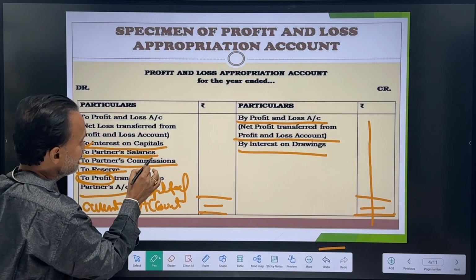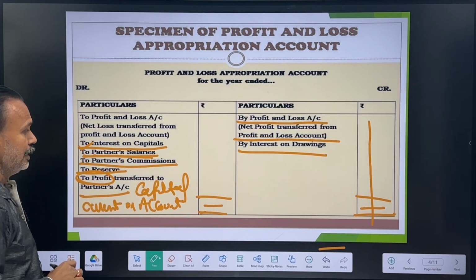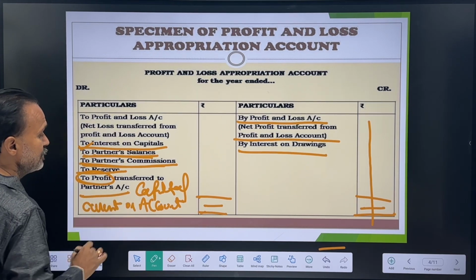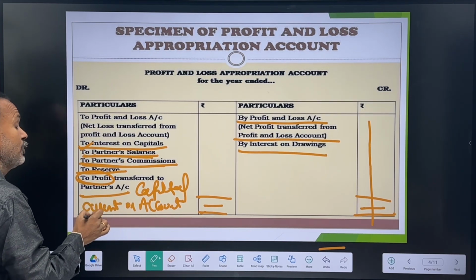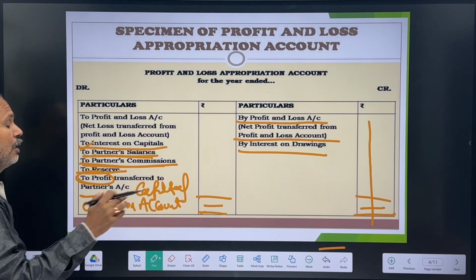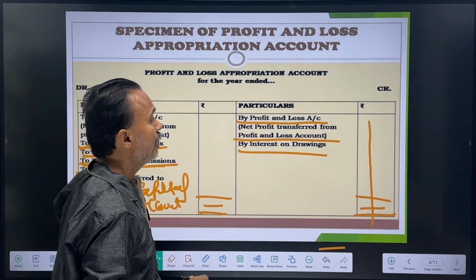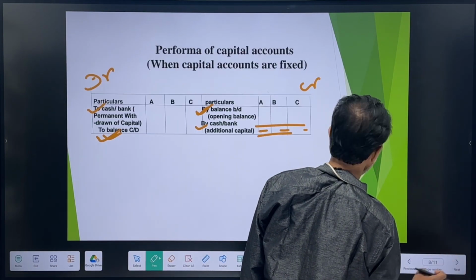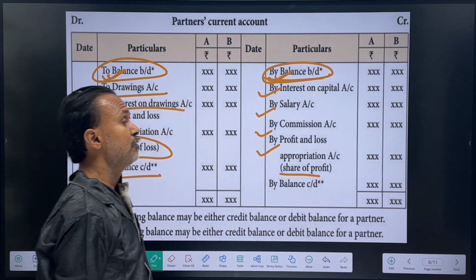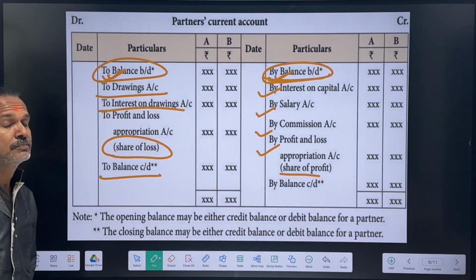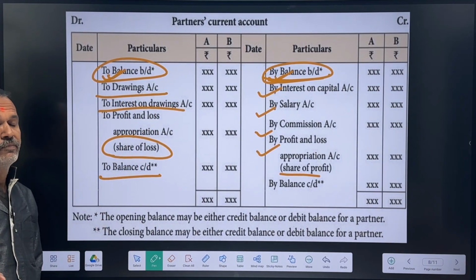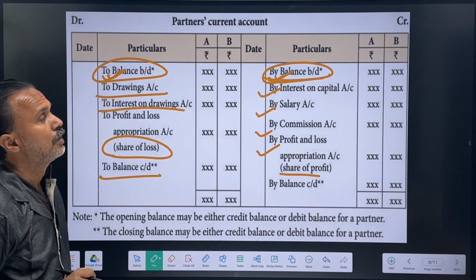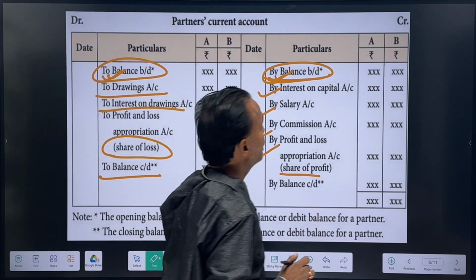By partners salary, by partners commission. To profit transferred to capital or current account. If the profit is transferred to current account, then by PL appropriation. So in one word we can say that the items which are shown in the debit side of PL appropriation account, excluding reserve, which is not distributed among partners, all other items are shown in the credit side of partners current account.